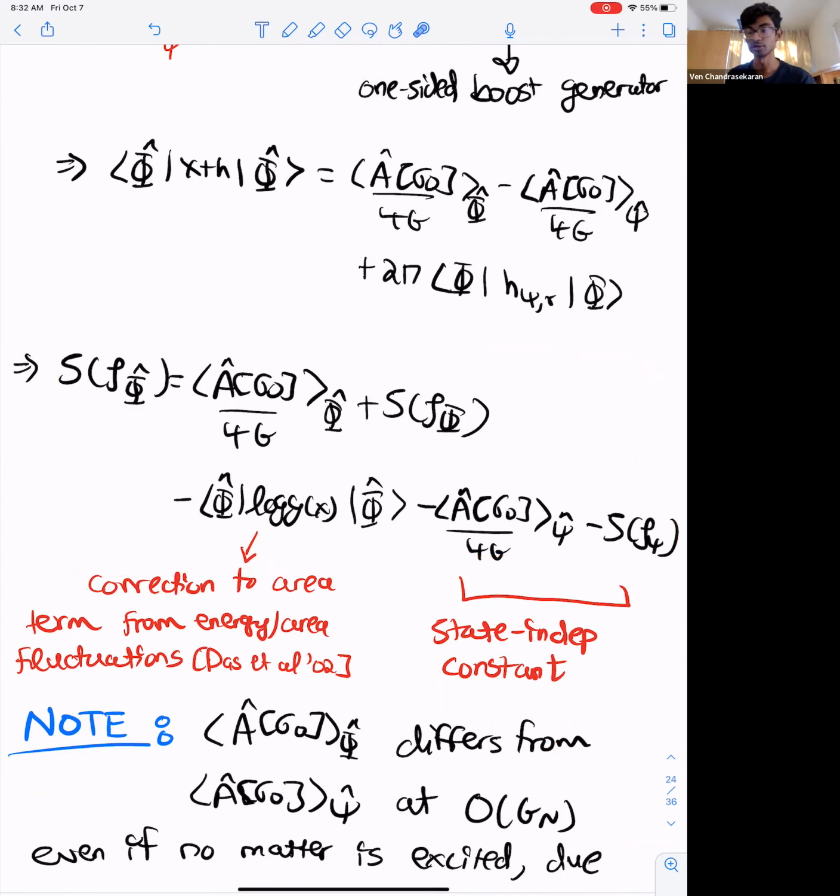So all in all, if I plug all that in, here's the formula that I get over here. I find that the von Neumann entropy of the crossed product Hilbert space is equal to the area in the excited state of the bulk at the bifurcation surface plus the von Neumann entropy of the excited state plus this correction to the area term coming from energy fluctuations. This was computed a long time ago in this paper, for example. And then I have this state-independent constant, which essentially just subtracts out the area of the bifurcation surface in the thermal field double state minus the entropy of the one-sided reduced density matrix of the Hartle-Hawking state. So it's a completely state-independent constant. No matter what excited state I consider, this is the same constant that's going to show up.